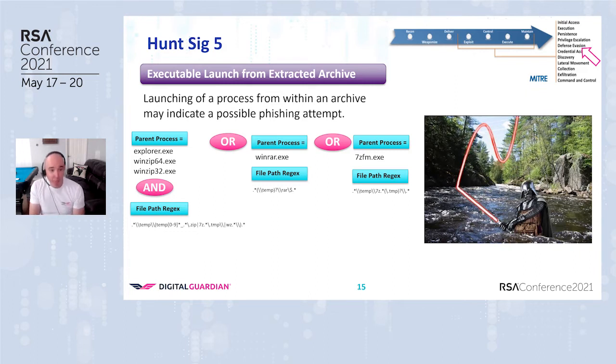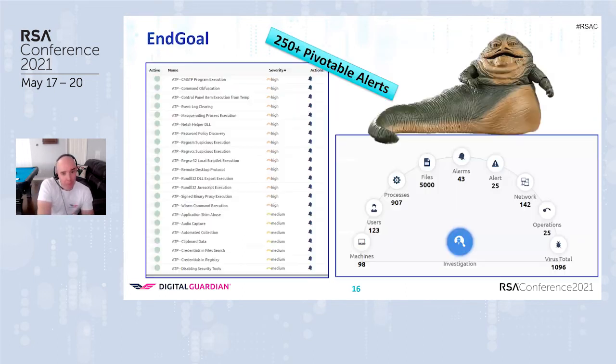So if you see parent processes like Explorer or WinZip or WinRAR or 7-Zip executing a program out of those directories that I have there in the file path regex, that's an indication that somebody clicked on an attachment, downloaded it to their desktop, and opened up what's inside of it. Unfortunately, we can only do so much with our end users. We can provide them a ton of security awareness. We can tell them not to click on suspicious links and attachments, but at the end of the day, they still seem to do it, right? So I think it's important to also be prepared and hunt for this type of behavior.